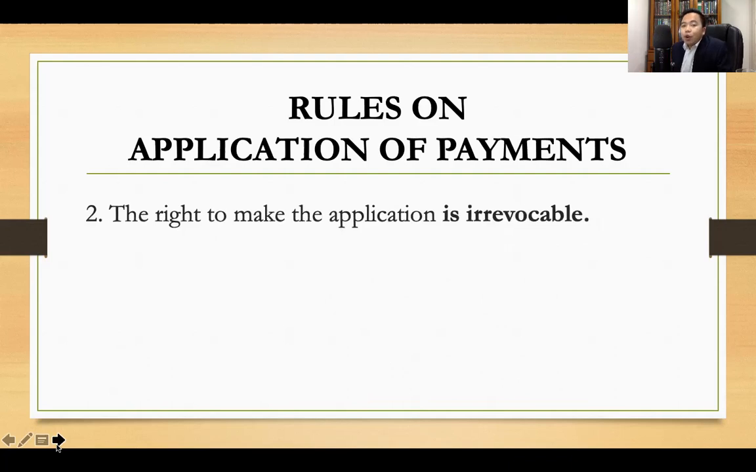Second, when choice has been exercised by the debtor, meaning when the debtor has opted to apply this payment to a particular debt, that choice becomes irrevocable. In other words, class, the debtor cannot change his mind and after making the application, revoke it and transpose it to another debt. That cannot be done. The choice, once exercised, is irrevocable.